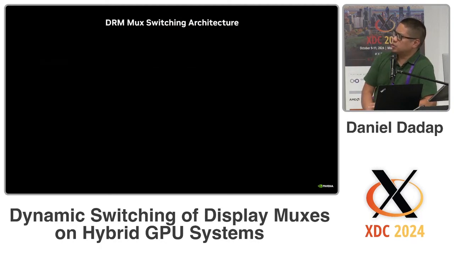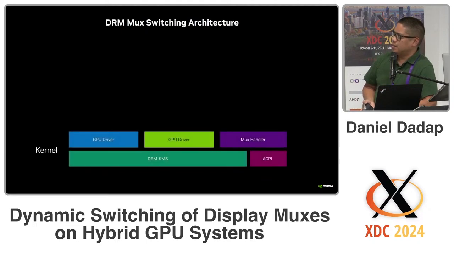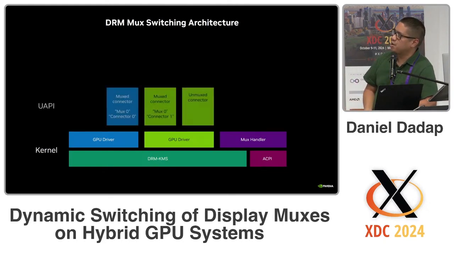Let's take a look just at how this would sort of be built across the stack. Starting from kernel space, obviously DRM-KMS is going to be central here. The GPU drivers on both sides of the switch are already DRM-KMS drivers. And we would have a mux handler driver analogous to the handler drivers in vga-switcheroo registering with DRM core as well. In this example, the mux handler uses ACPI to drive the actual hardware. That doesn't have to be the case. That's just an example here.